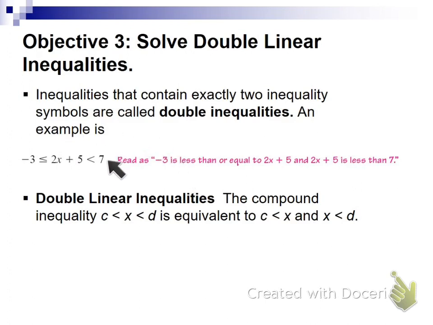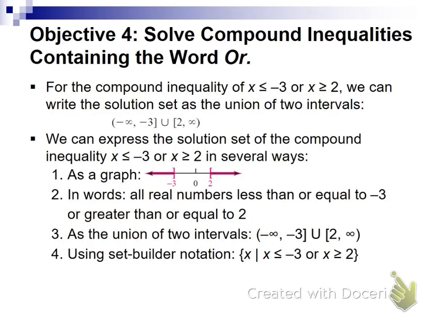So if I ask you to solve a double linear compound inequality, just look up here, what would we do? We would subtract 5 from all three sides, then we would divide by 2, right? Nothing new. I just want to make sure we understand that.